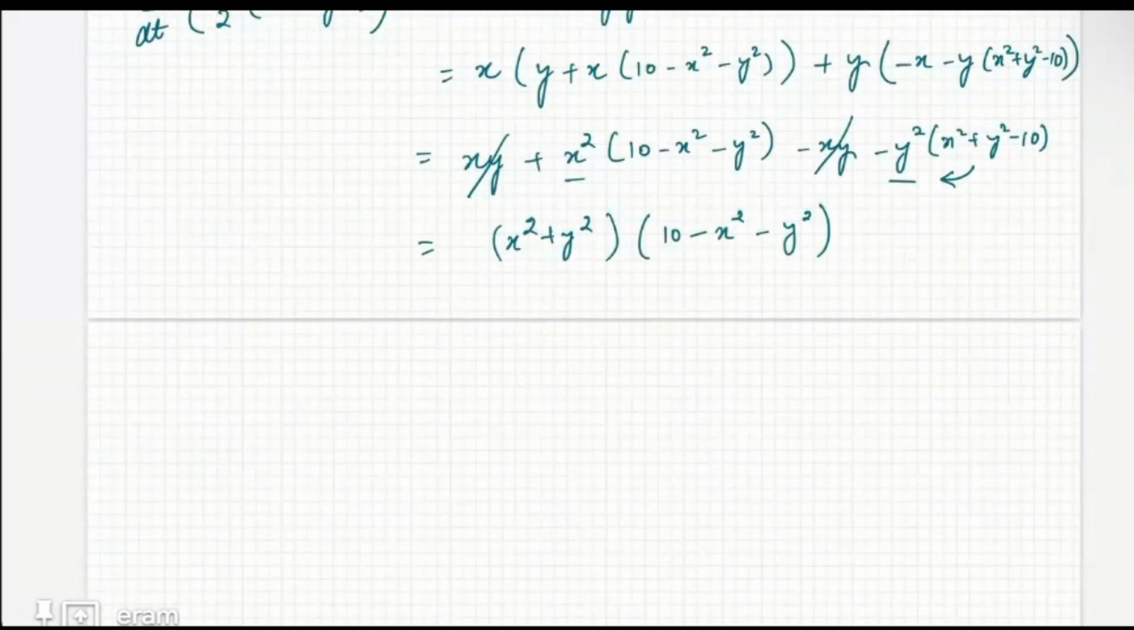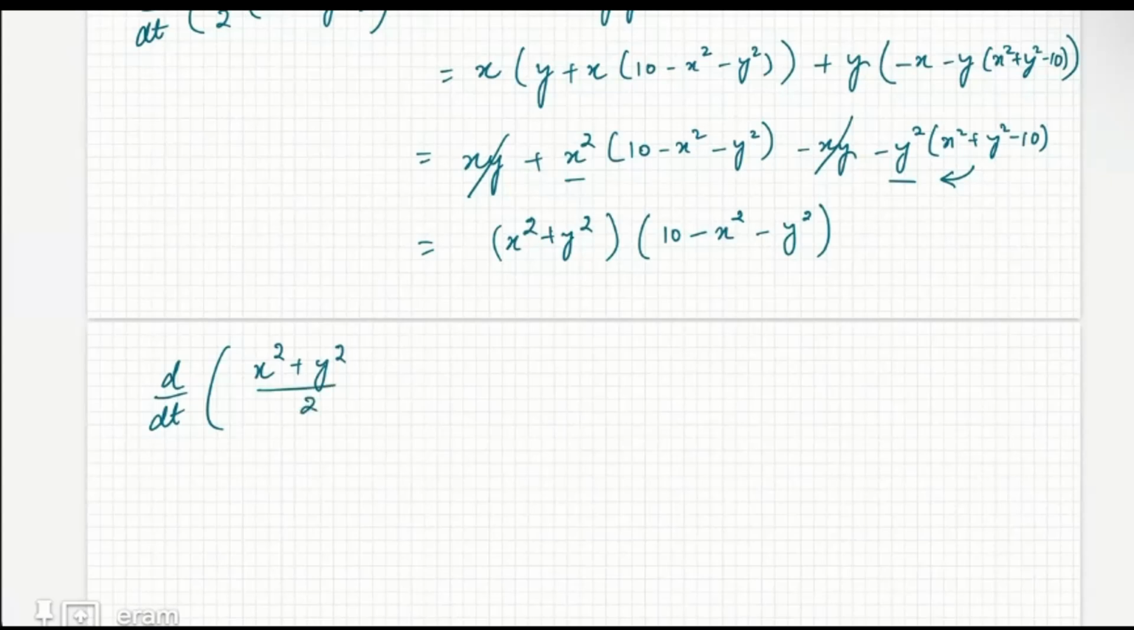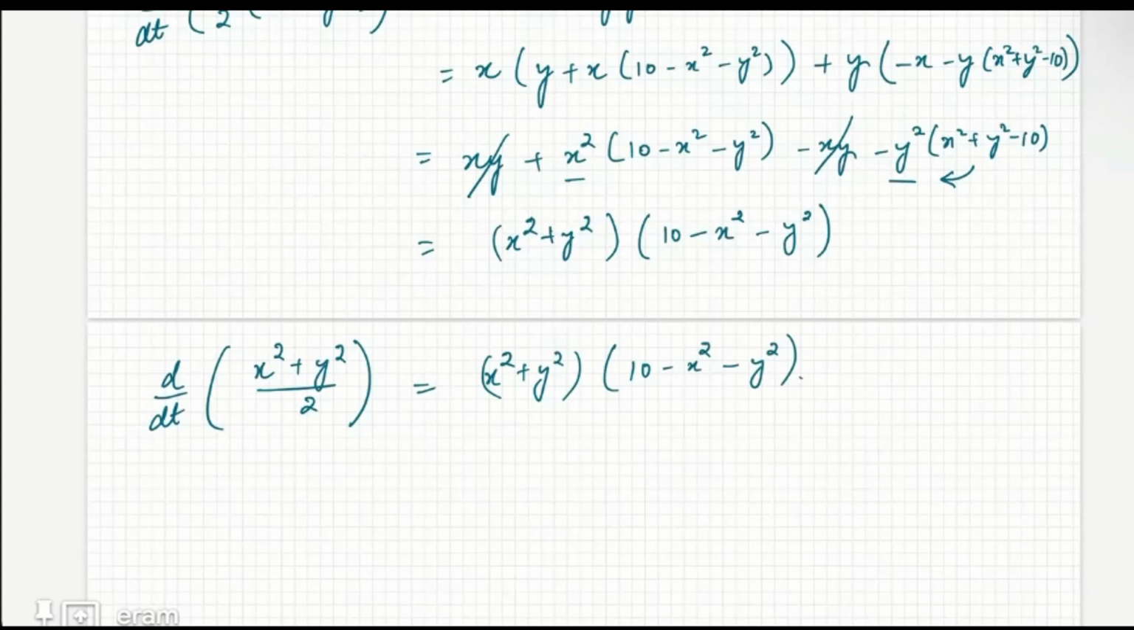So let's write it cleanly. We have considered the derivative of the closed curve along the solution, and we come out with x square plus y square times (10 minus x square minus y square). Now based on this dynamics, what can we comment? If we see this dynamical equation, the first term is always positive because it is quadratic, x square plus y square. What about the second term?